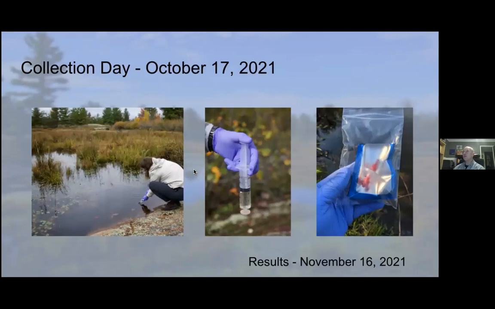So the collection day was on October 17th. Wasn't really ideal time of year. Probably June or early July would have been better, but we didn't want to wait. At least I didn't want to wait for another year. So that's Mary Gwen, our biologist. She's at Peggy's Cove and she's extracting some water. And in the middle, I'm basically just pushing the water through a filter at the end.